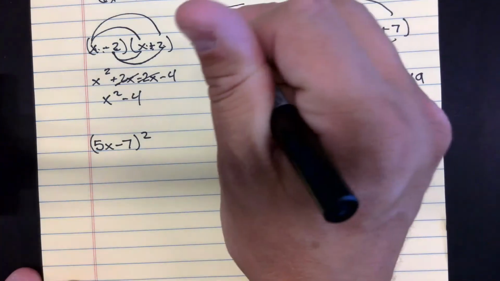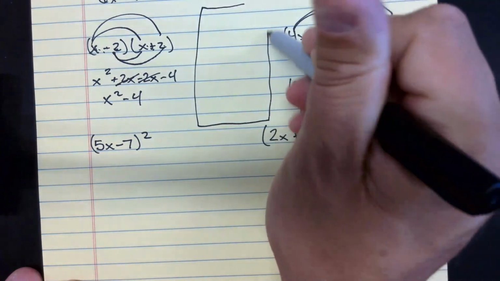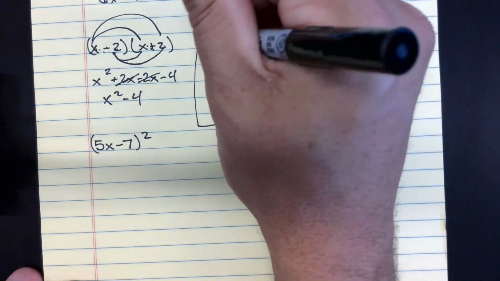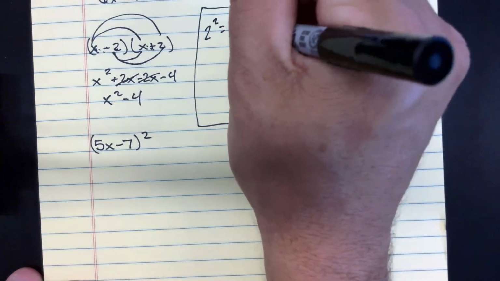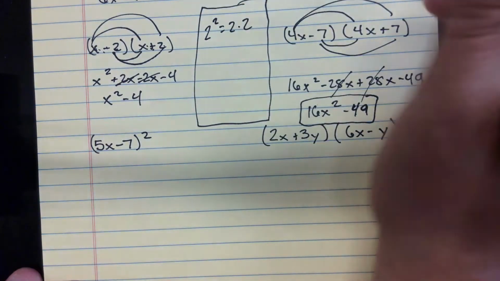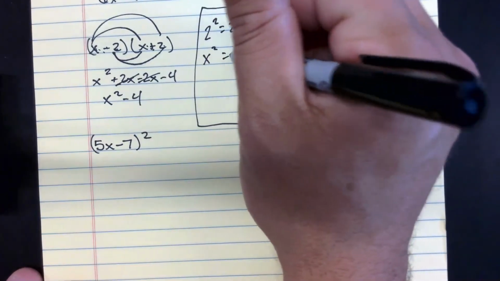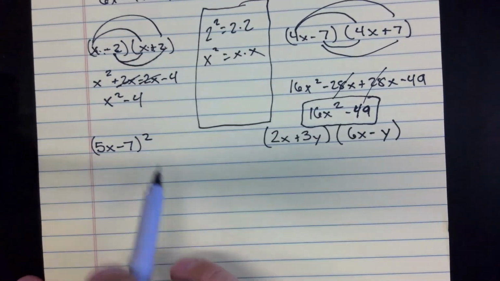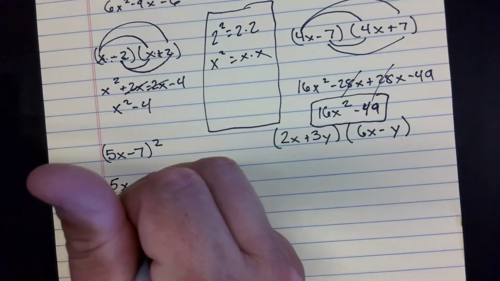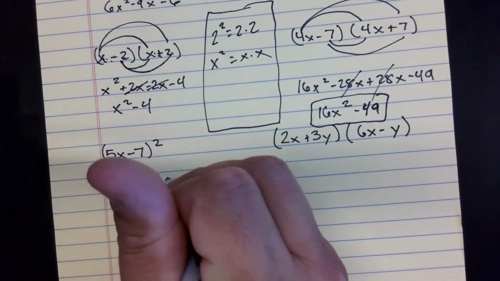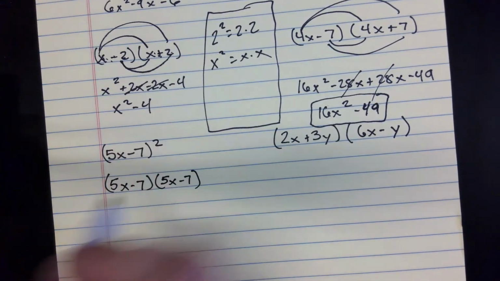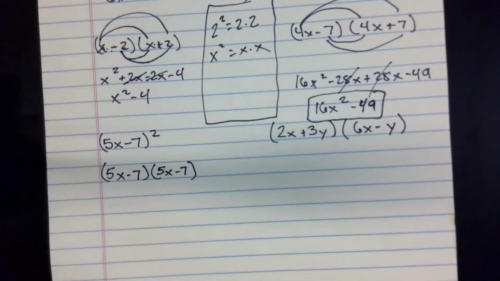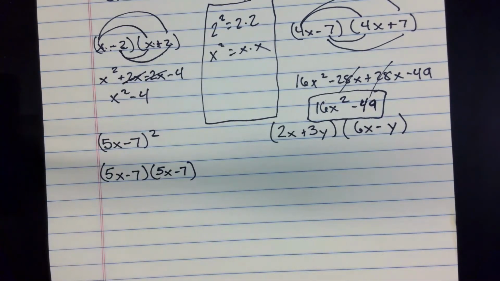Don't write this down, but look. I'm going to do a separate little box here. If I have 2 squared, that's like saying 2 times 2, right? If I have x squared, it's like saying x times x. So if I have 5 minus 7 squared, that's like saying 5 minus 7 times 5 minus 7. Now we can FOIL it, right, Daxton? Should I do it or do you want to? You got it. Alright.